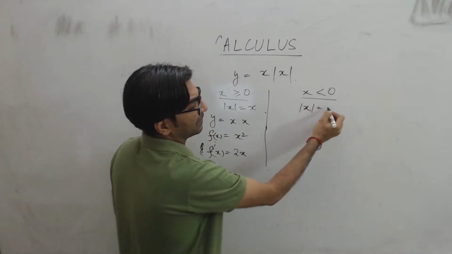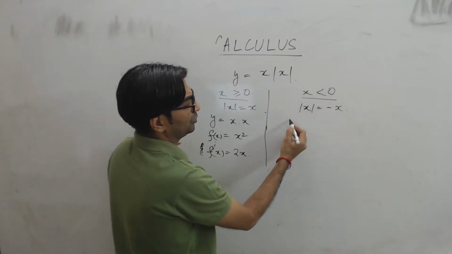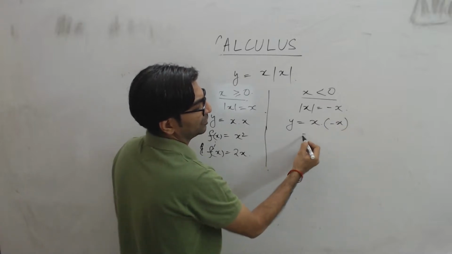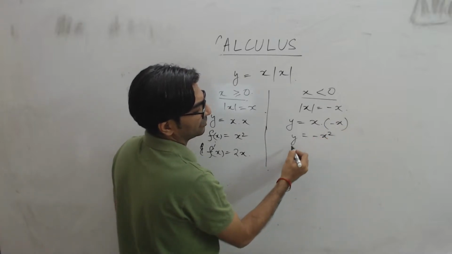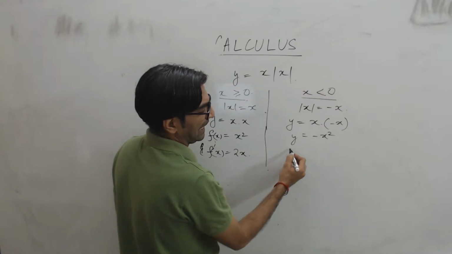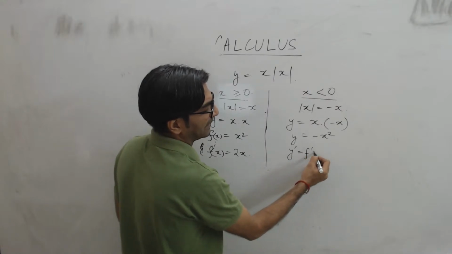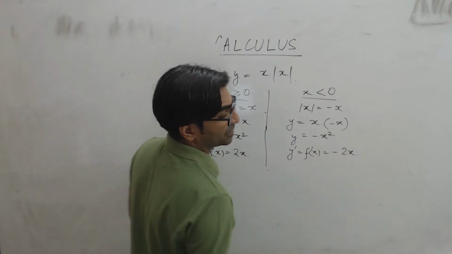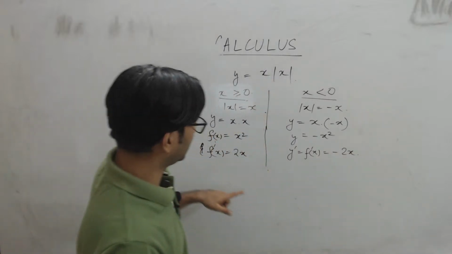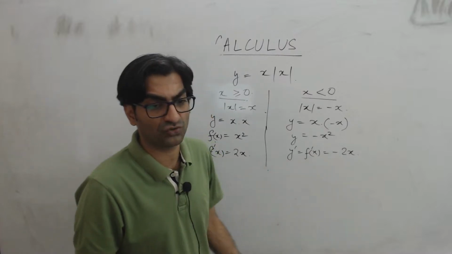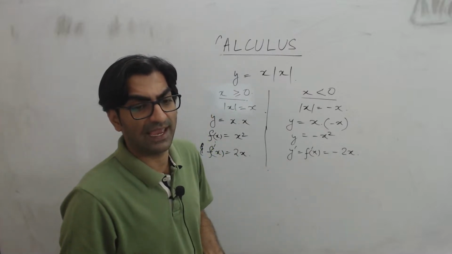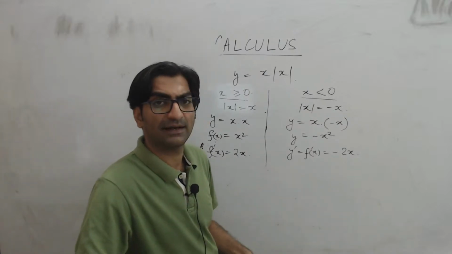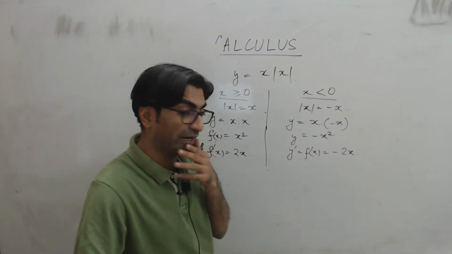Then the modulus will return me the negative of x, which means the value of y will be x into minus of x, which is minus of x squared. So y dash or f dash x will be equal to minus into the differential of x squared, which is 2x, right? So in one case I'm getting 2x, in one case I'm getting minus 2x. Obviously A and B, I'm getting both of these choices. So what do I do, right?